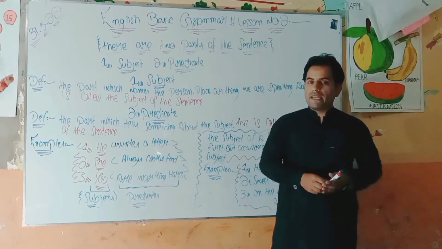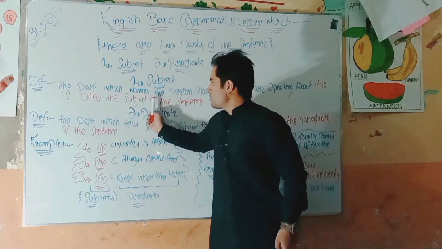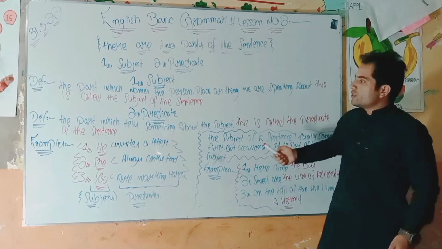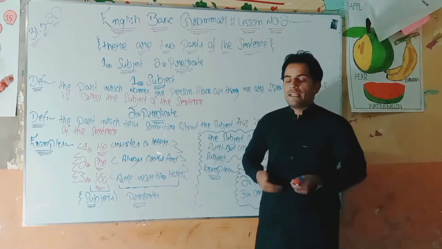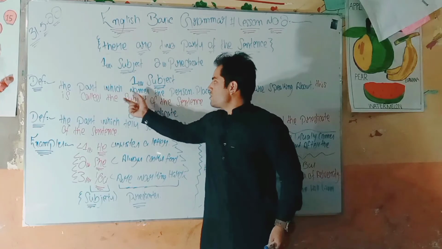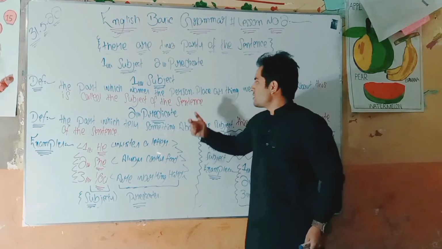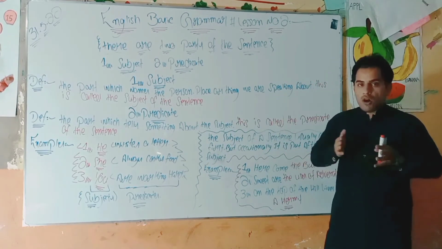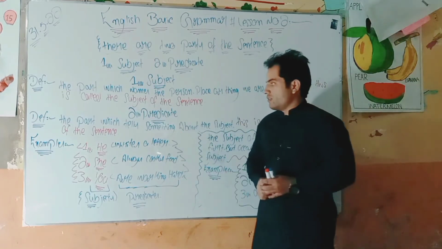Let me teach you a definition. Now my dear viewers, the subject is the part which names the person, place or thing we are speaking about. This is called the subject of the sentence. Now what does it mean? Let me clarify. The part of the sentence which names the person, which gives the name to the person, place or thing we are talking about, is called the subject of the sentence.